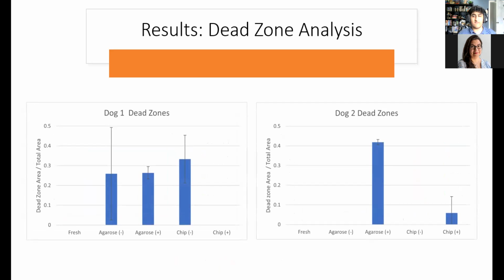Here, you can also see the results from our dead zone. On the y-axis, you can see the dead zone percentage over total area for both dog 1 and dog 2. And we count these dead zones for each culture, with these error bars being the plus or minus standard deviation. As you might notice, the fresh part of the tissue has little to no dead zone. And that's because these dead zones come from these cultures. It comes from the lack of nutrients being able to enter the middle. However, you can see in dog 2 that these dead zones are mostly present in the cultures with cells. And in dog 1, both agarose cultures have similar dead zone percentages.